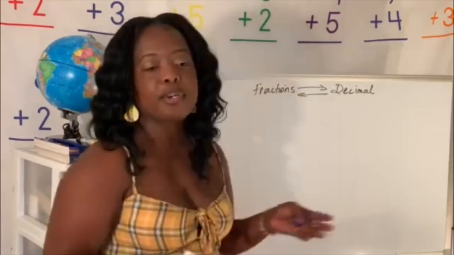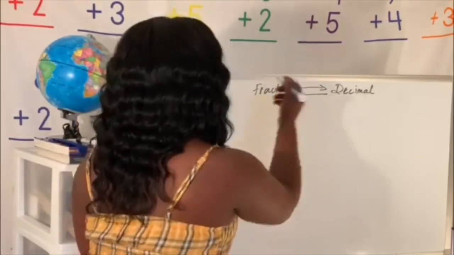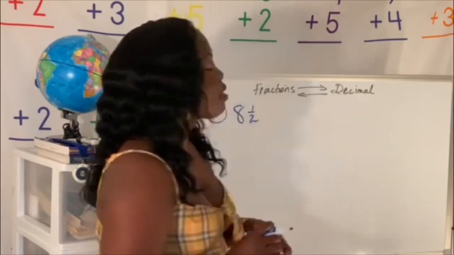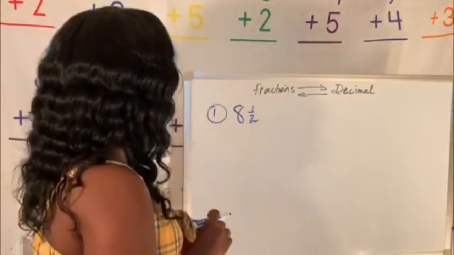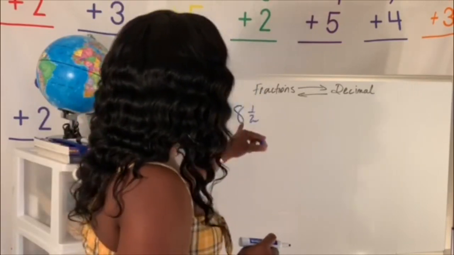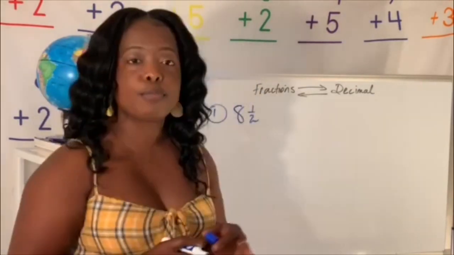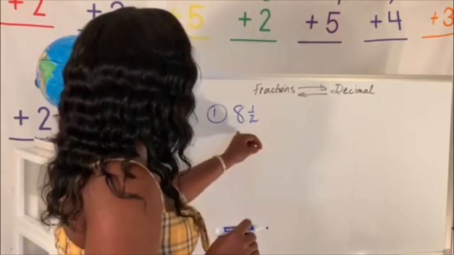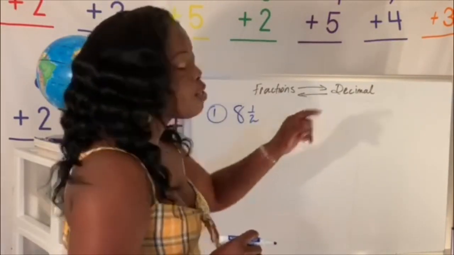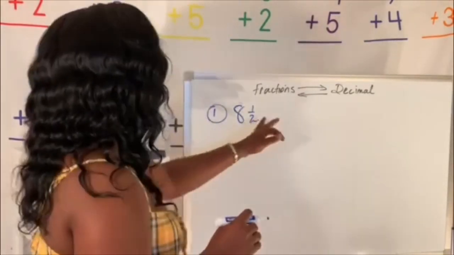So say for example, we're trying to convert 8 and 1 over 2 to a decimal. In this example, we have a whole number component and we have a fraction component. Since we have the whole number component, we're only trying to convert the fraction component to a decimal. So here we have 1 over 2.